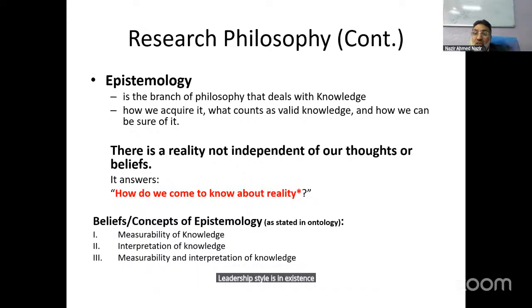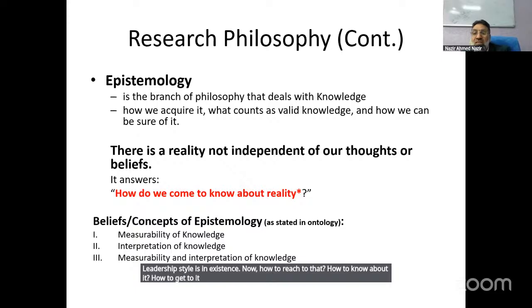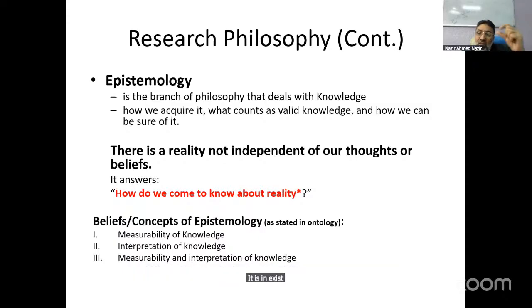Leadership style is in existence. Now, how to reach that? How to know about it? How to get to it? We have a concept of measurability of knowledge. That means this nature of knowledge that is in existence, which we term as ontology, for example, leadership style, is in existence and it can be acquired through measurability.